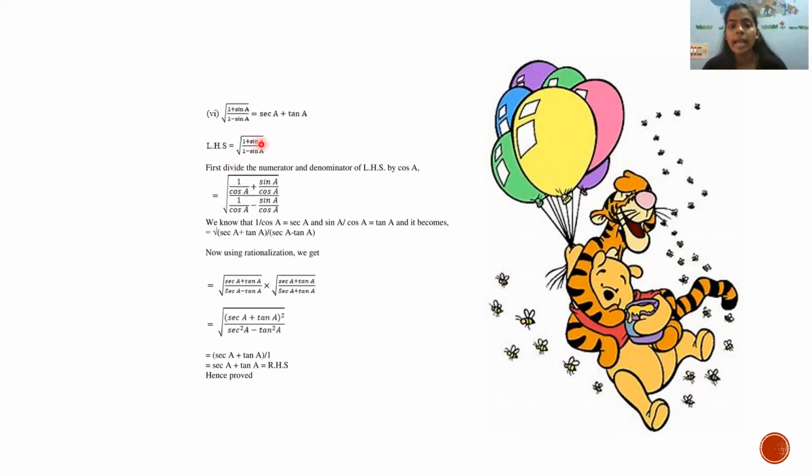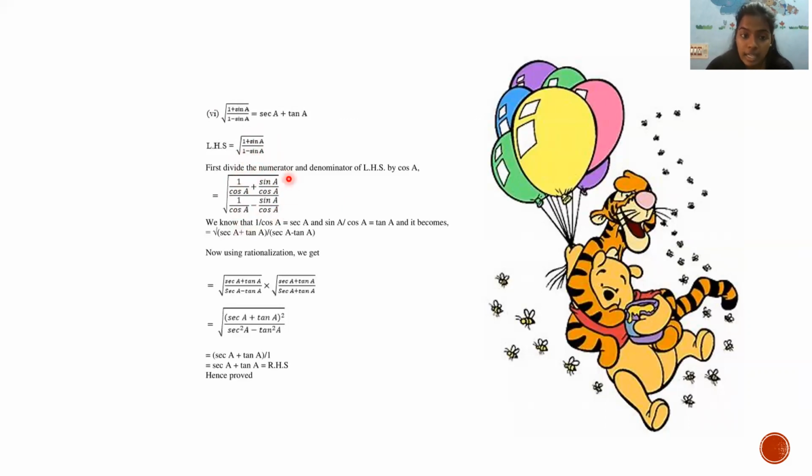Now, what I will do is, I will divide the numerator and denominator with cos A. Why am I dividing it with cos A? So that I will get the needed answer. I need secant and tan, right? So in order to get secant and tan, I have to convert it. So I'm dividing with cos A on my whole LHS. So this will become (1 by cos A plus sine A by cos A) divided by (1 by cos A minus sine A by cos A).